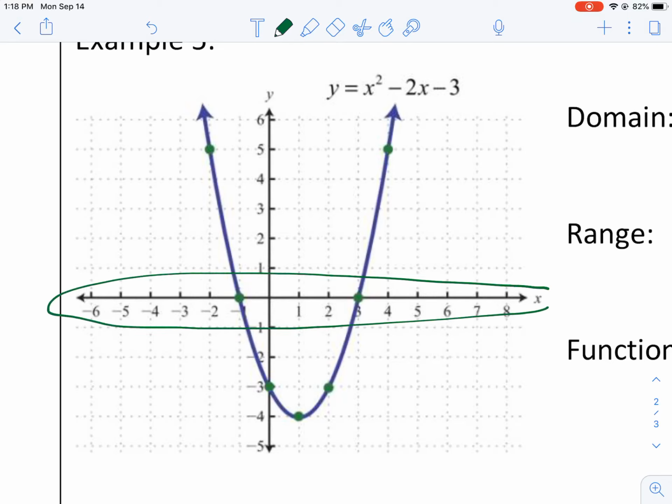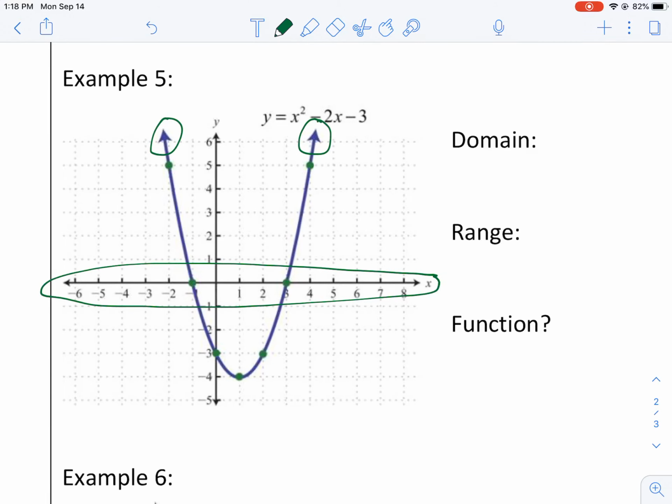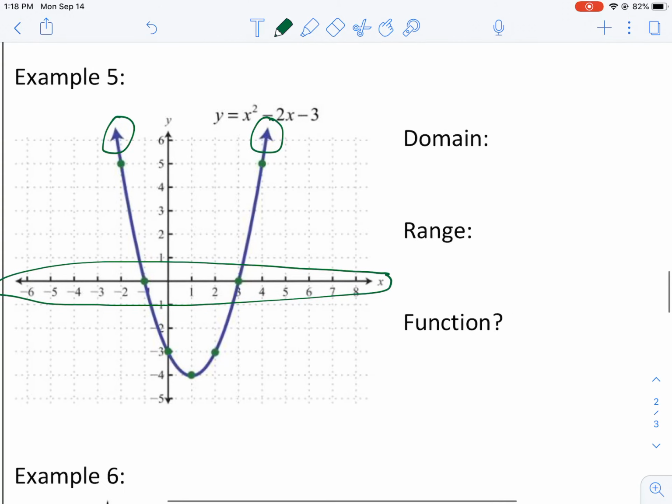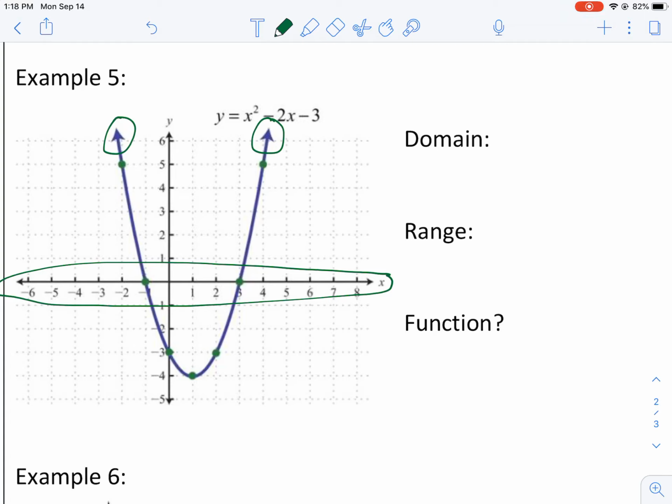Your x-axis is your domain, we know that, all right, and that's going left to right. So when you're looking at domain, you want to look at the far left point on the graph, and you want to look at the far right point on the graph. What do we see? In both of these cases, we see arrows. And if you remember, when we talked about interval notation, arrows mean infinity.